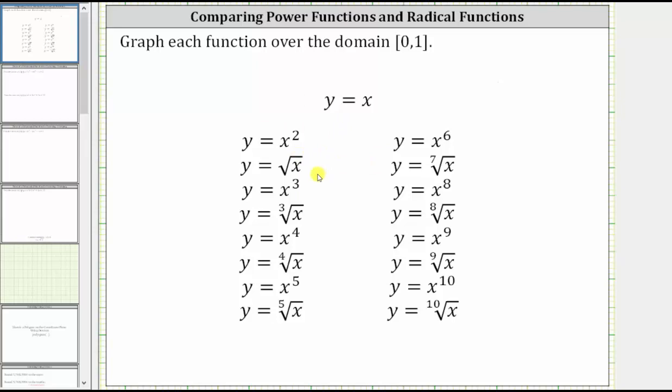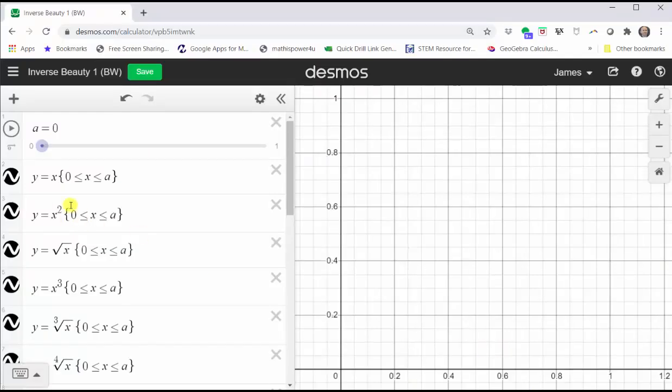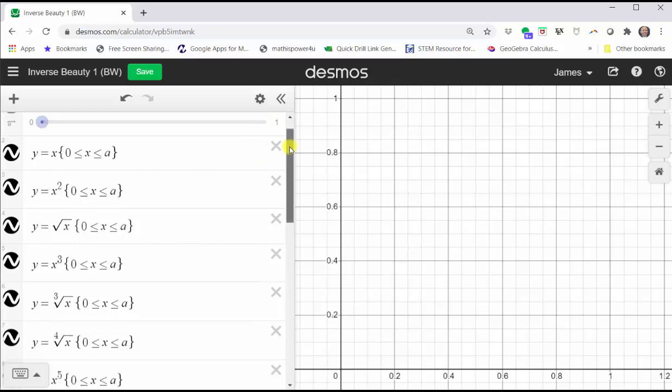Notice how we have a series of power functions and radical functions. Let's graph these functions using Desmos.com. To save time, I've already set this up. Notice how I've entered all of the functions.